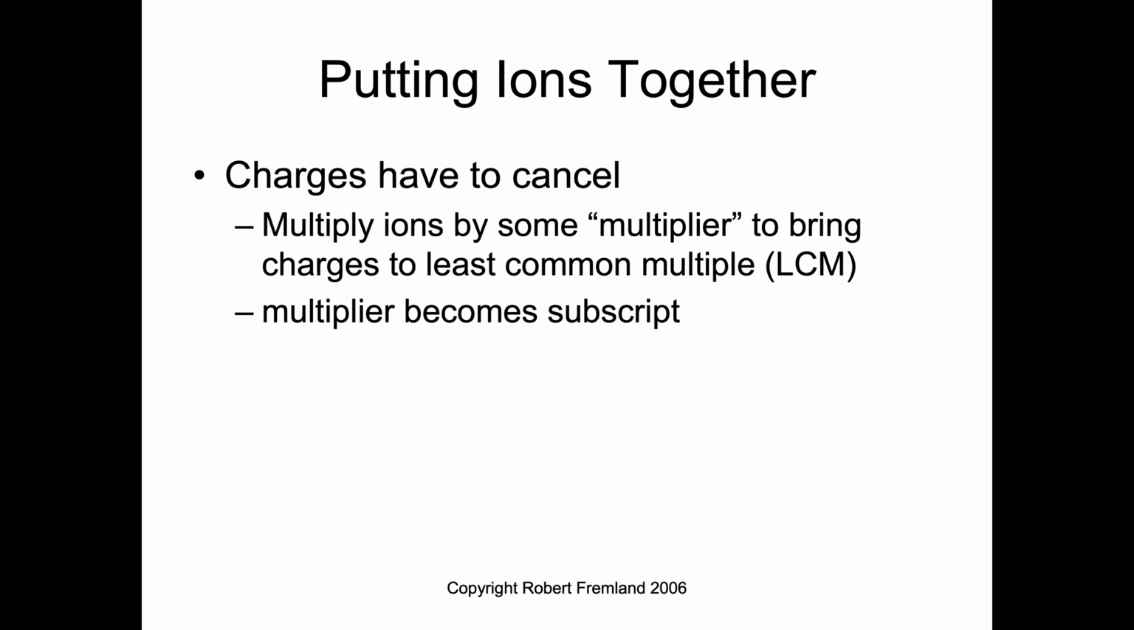Now, to put the ions together, the bottom line is an ionic compound is made from ions, but the compound has no net charge, so we have to make everything cancel out. So we have to make the charges cancel. We are going to take them and put some multiplier to bring the charges to the least common multiple. That multiplier becomes the subscript.